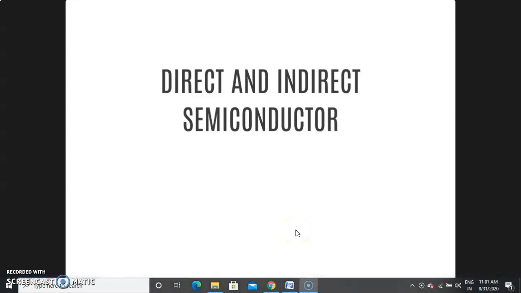Dear all, so far we have seen the types of semiconductors, like elemental semiconductors. This is based on the composition, and we have also seen the intrinsic semiconductor and extrinsic semiconductor. This is based on the impurities. Now we have another type of semiconductors, that is direct semiconductor and indirect semiconductor.